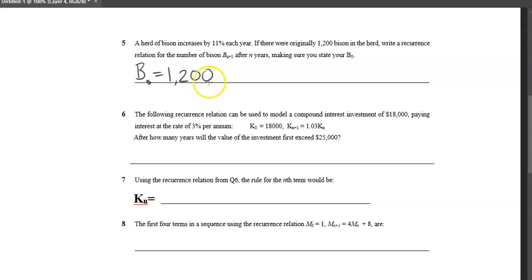Now this is increasing by 11% per year. So we know to get our b of n plus 1, just like the previous question, it's going to be a certain amount that you're going to multiply, which is the common ratio, and you're going to multiply this by the previous amount.